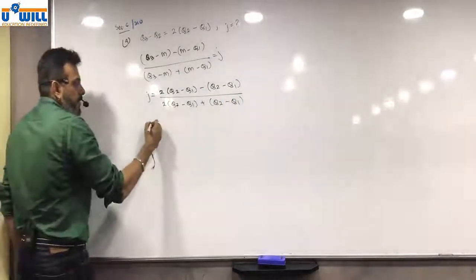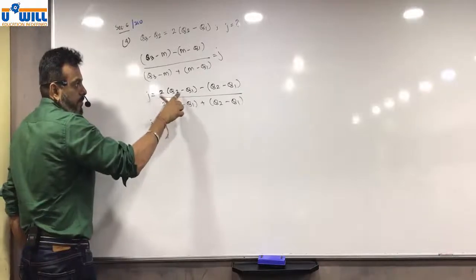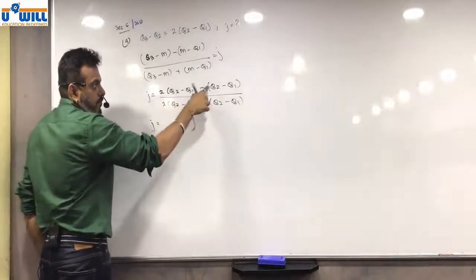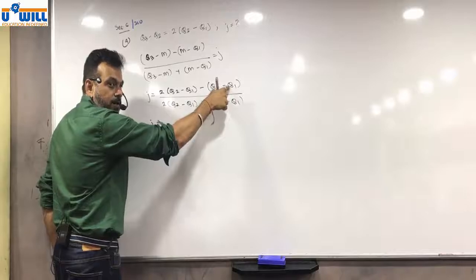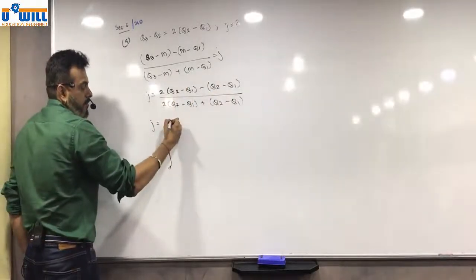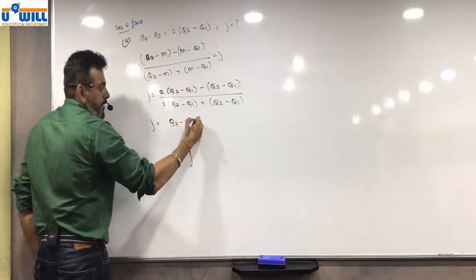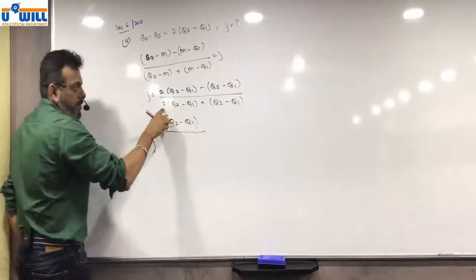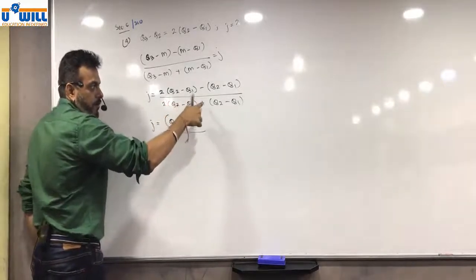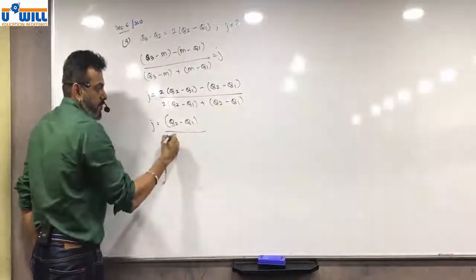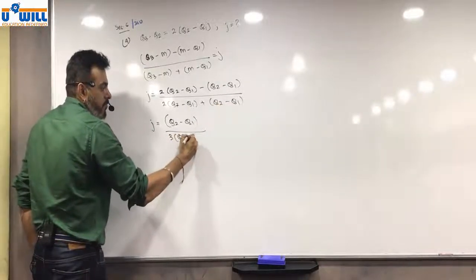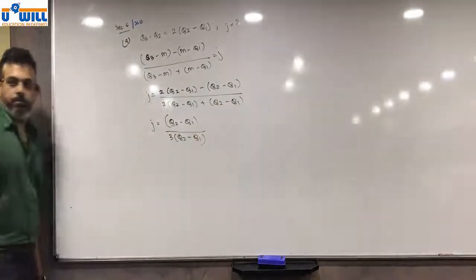Very simple. J is equal to 2 Q2 minus Q1 and this single Q2 minus Q1, so this gets subtracted from it. So it will be Q2 minus Q1 upon 2 Q2 minus Q1 plus Q2 minus Q1. So it will be 3 Q2 minus Q1.